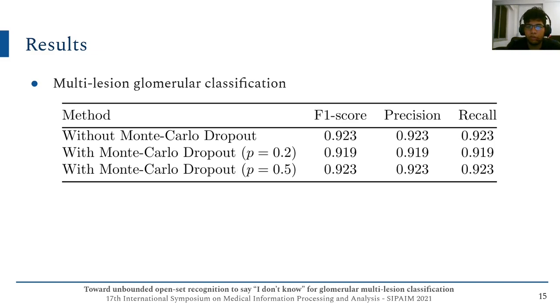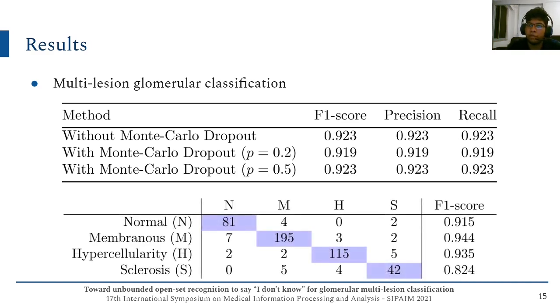Now we can see the confusion matrix, where we also compute the F1 score for each class, which showed high scores for all classes. As expected, the framework performed worse for glomerular sclerosis, as it is the most underrepresented class.